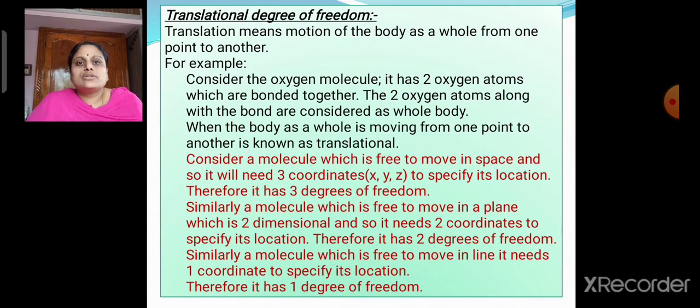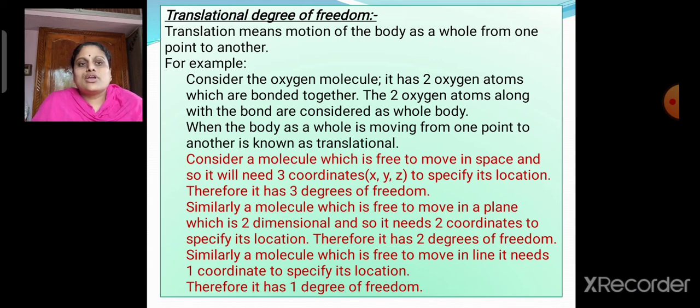Now let us discuss the types of degrees of freedom. The first one is translational degree of freedom. Translation means motion of a body as a whole from one point to another. Taking the example of an oxygen molecule, it has 2 atoms which are bonded together. The 2 atoms along with the bond are considered as a whole body. When the body as a whole moves from one point to another, it is known as translational motion.